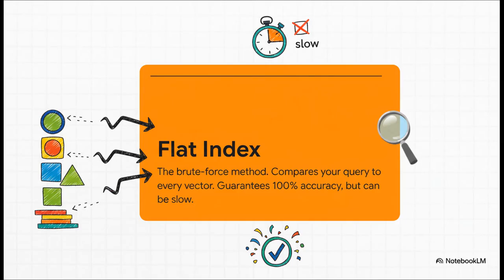So for example, let's say you need 100% absolutely perfect accuracy. You can use something called a flat index. This is just the brute force way. It literally takes your query and compares it one by one to every single other vector in your entire dataset. It will always give you the right answer, but for billions of items, it is incredibly slow.